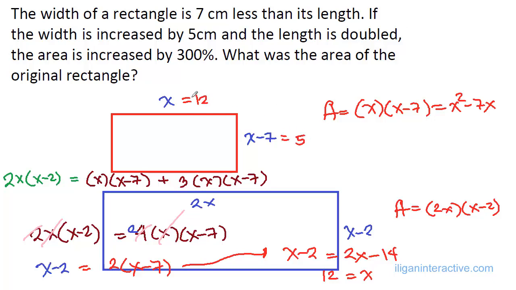So the original area will be, the question is asking for, what is the original area? Well, of course, the answer will be 12 times 5, that's 60 centimeter square. Okay, the way I solve it is quite messy, but I hope you're able to follow.